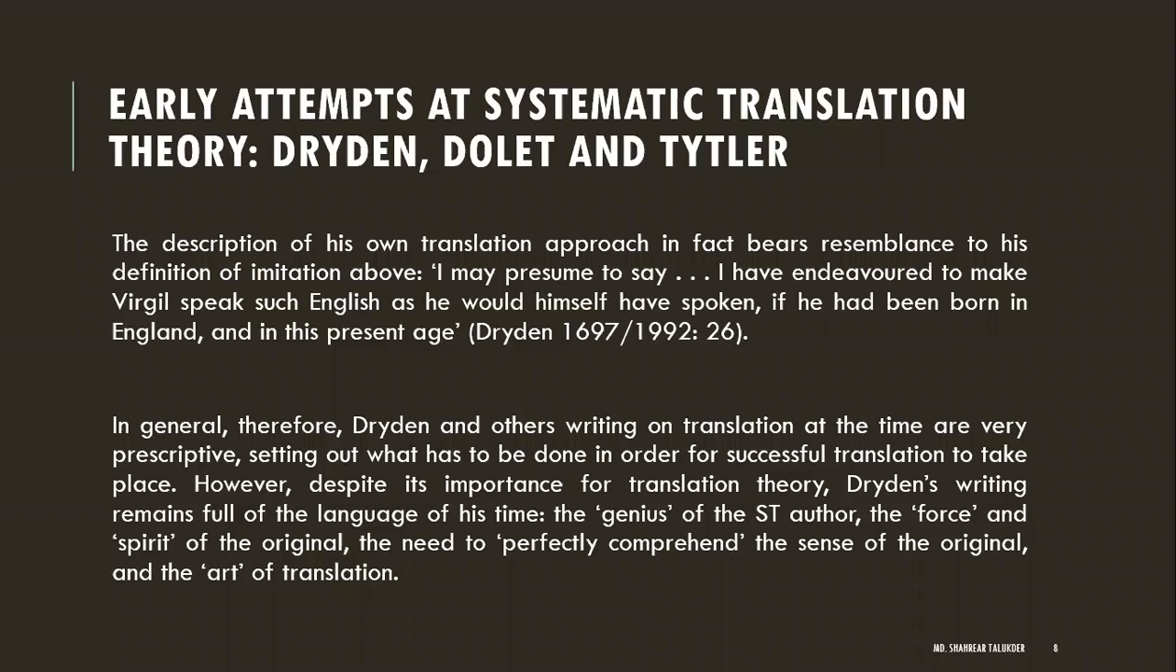বোঝা গেছে কি বলছি? Yes, sir. If he had been born in England, যদি তিনি ইংল্যান্ডে জন্মগ্রহণ করতেন তাহলে আমি তার অনুবাদটা এমনভাবে করেছি যেন ভার্জিল ইংরেজি বললে, if he were an English, he would have spoken in the same language, in the same way, and in this present age. এবং তাদের সেই সময়কার অনুযায়ী তিনি কথা বলতেন. তাহলে এটা তো অ্যাডাপ্টেশনের মতই হয়ে গেল, রাইট?